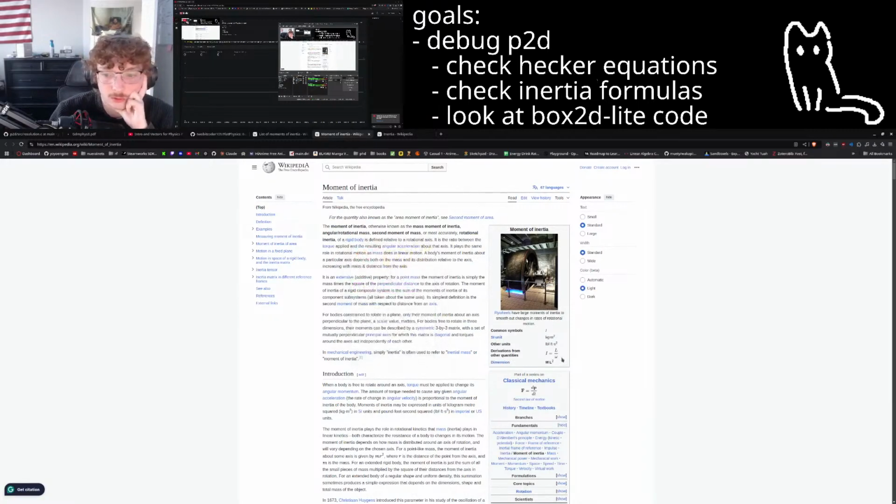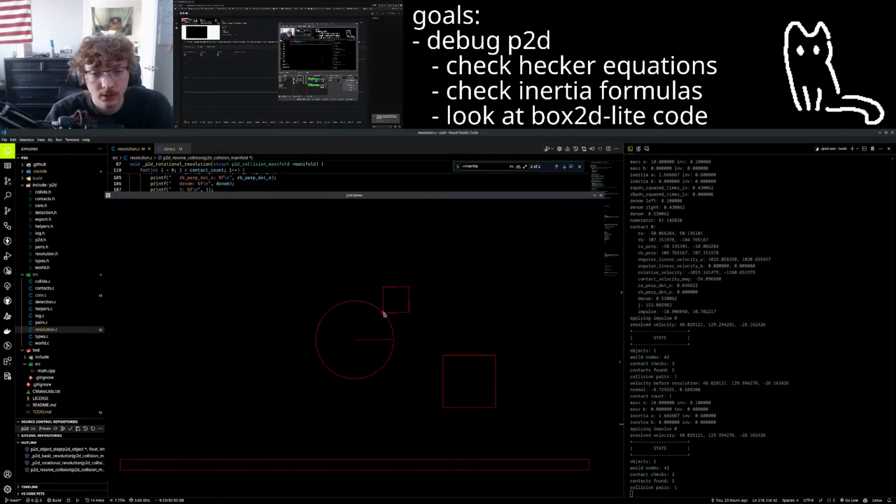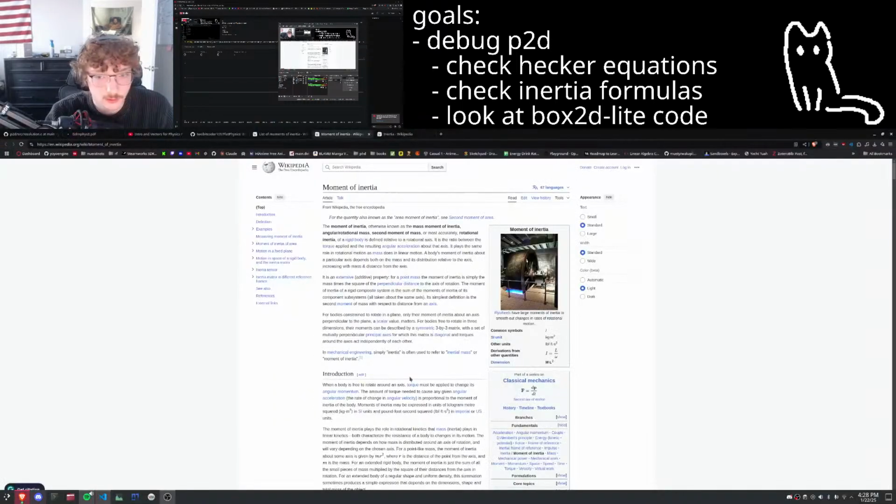Let's see. Body's moment of inertia about a particular axis depends on both the mass and its distribution relative to the axis, increasing with mass and distance. Okay. So the weight and... Okay. The inertia increases with the mass and the distance from the axis. So that means for stuff like this, it should maybe be a lot higher. But I think we were treating it as constants.